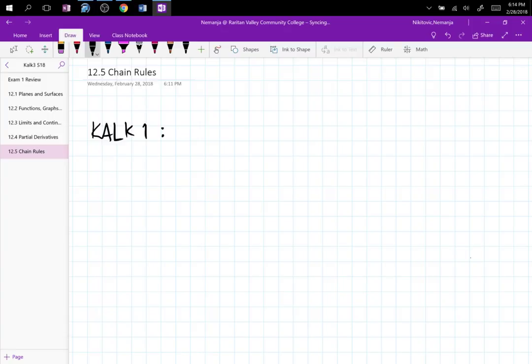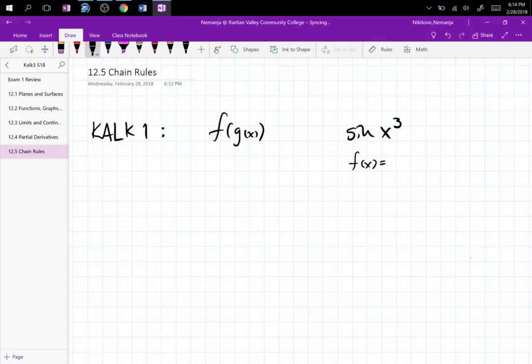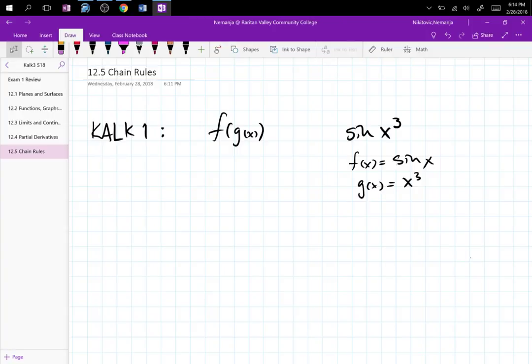So going back to Calc 1, we are going to deal with function composition. So we have f of g of x. An example of that could be, let's say, sine of x cubed. We can see that the outer function, the main function, is sine, and g of x, which is plugged inside, is x cubed. This is a pre-calculus skill, to decompose a composite function.